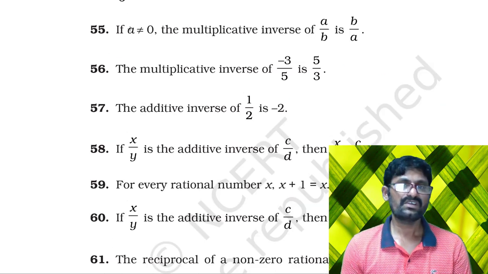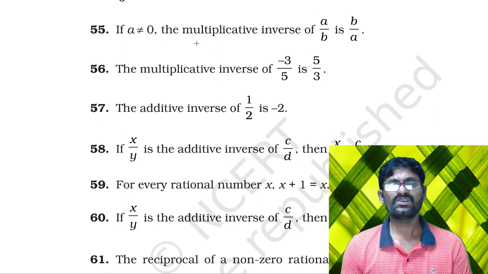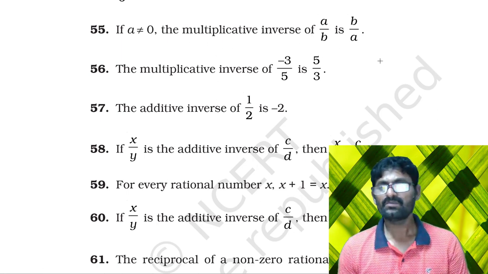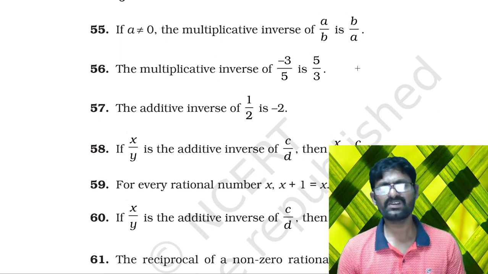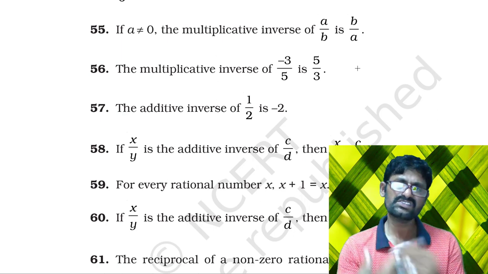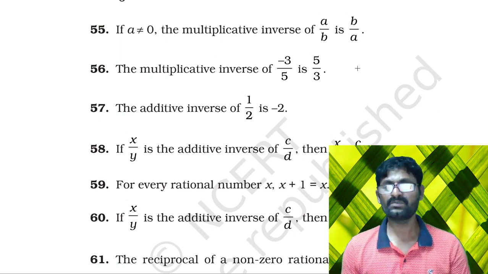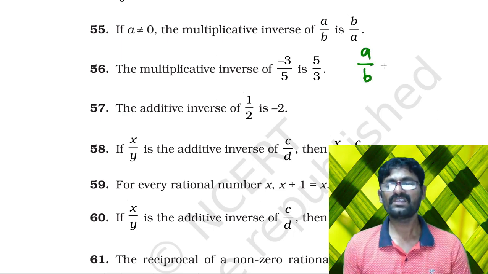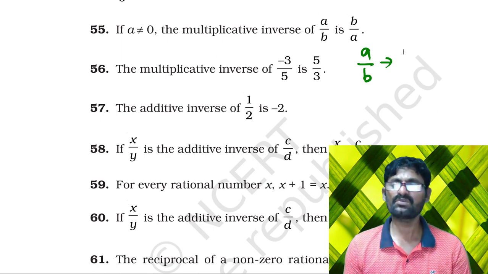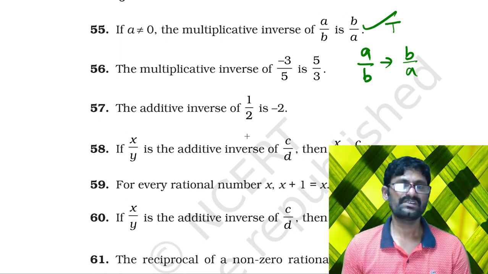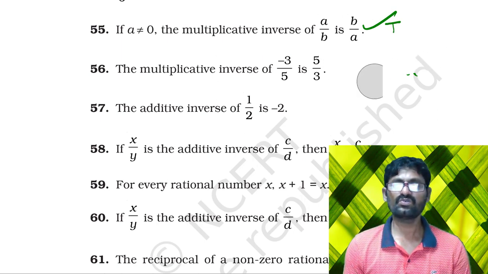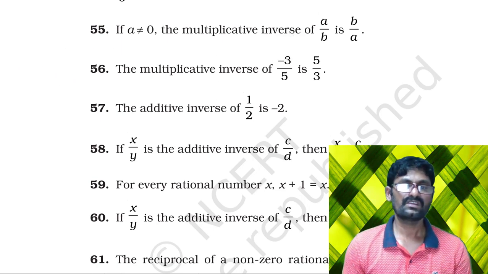Problem number 55. If A is not equal to 0, the multiplicative inverse of A by B is B by A. Multiplicative inverse is nothing but reciprocal. How can we get the reciprocal? Just simply switch the numerator and denominator. That means if you take A by B, then the multiplicative inverse or reciprocal will be B by A. That's it. So this is correct. So this is true statement.